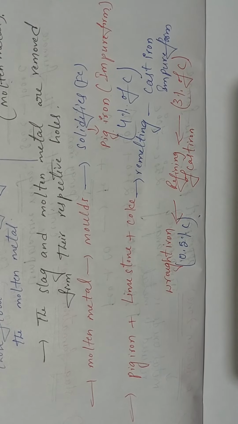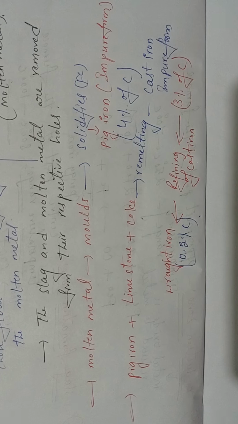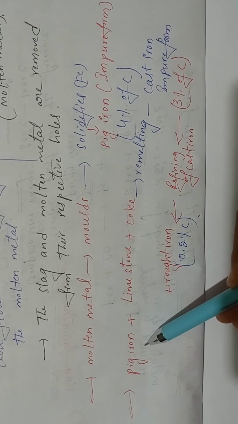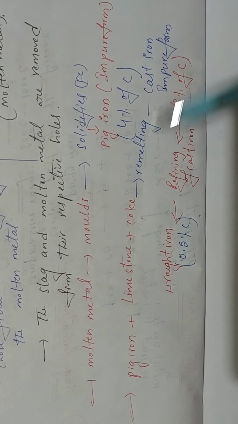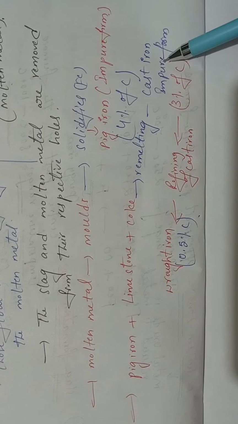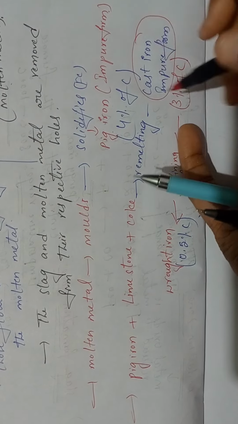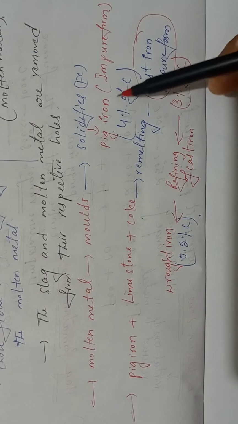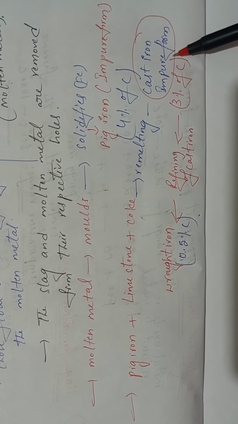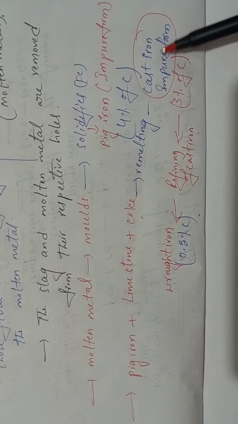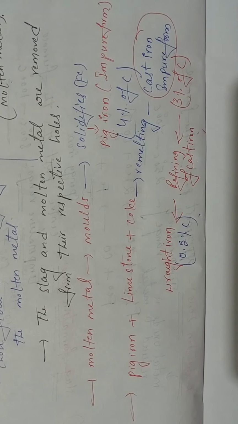So by remelting again this mixture, students, pig iron, limestone and coke, you will get the cast iron. Are you clear? So this is the cast iron. It is impure form. It is a pig iron, students. It is impure form. It is also impure form. By the refining of cast iron, we'll get the wrought iron, students.